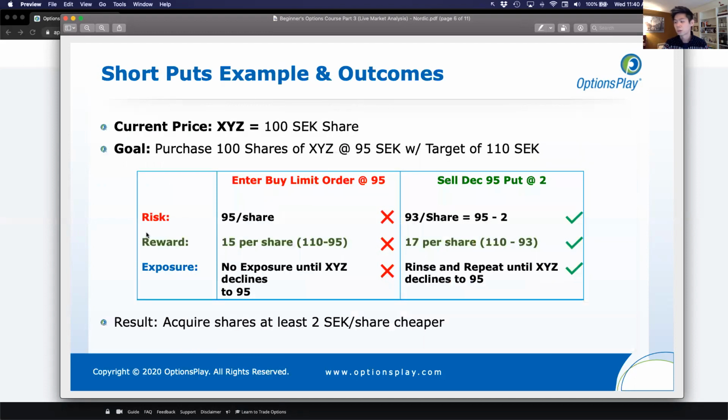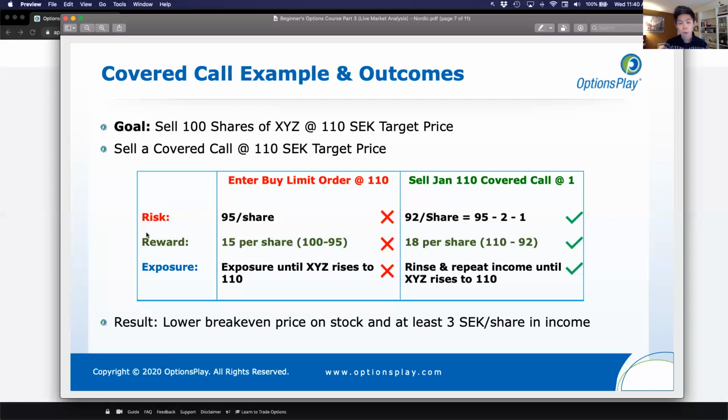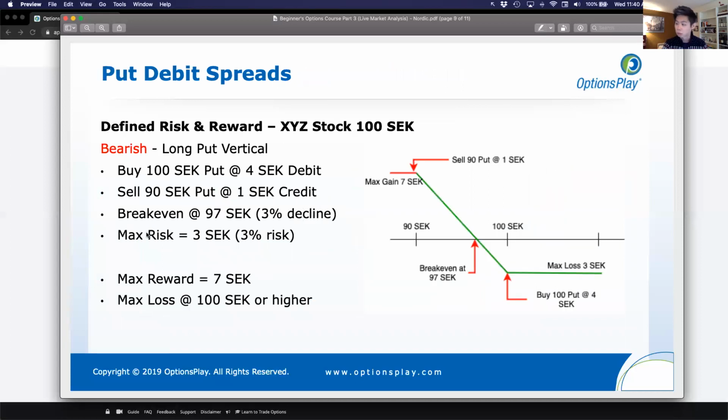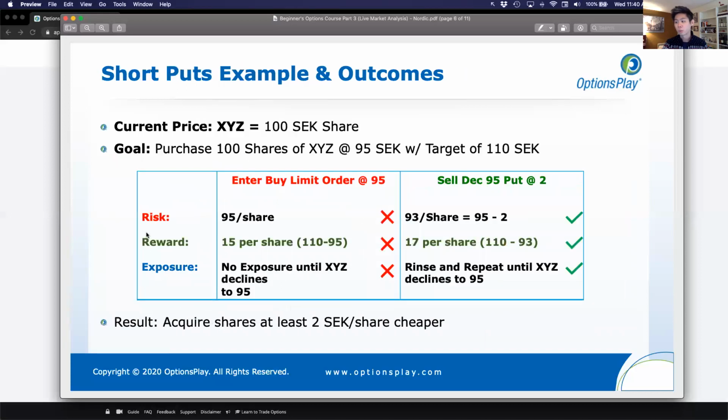I'll start off, and keep in mind, I'll keep it in the context of a few things. Number one, I want to talk about short puts. This is the first thing that we learned, selling puts. We talked about covered calls. We talked about debit spreads, which is buying calls for a directional view, and buying put spreads for a bearish directional view. So those are the four strategies that we learned in this beginner's master course.